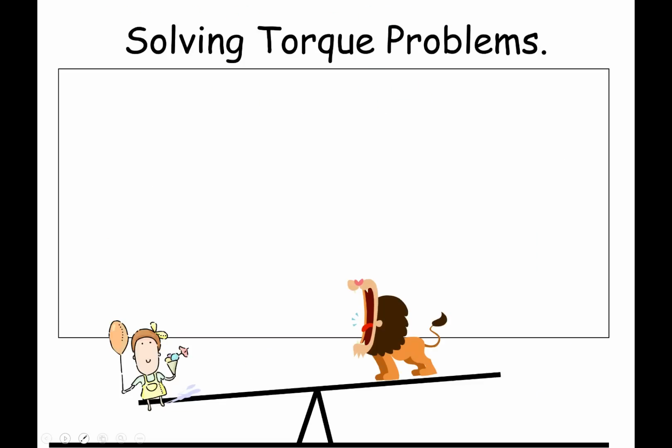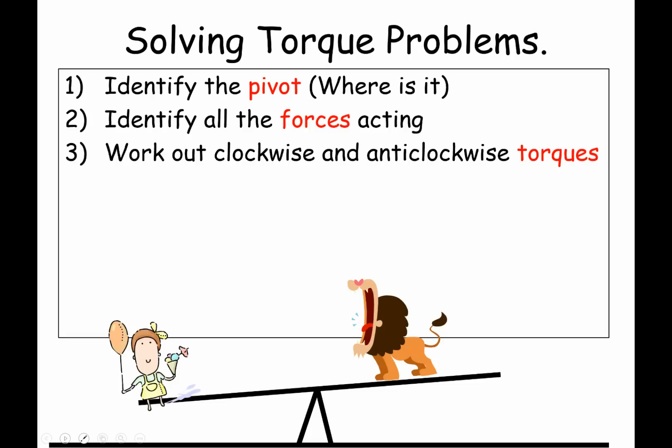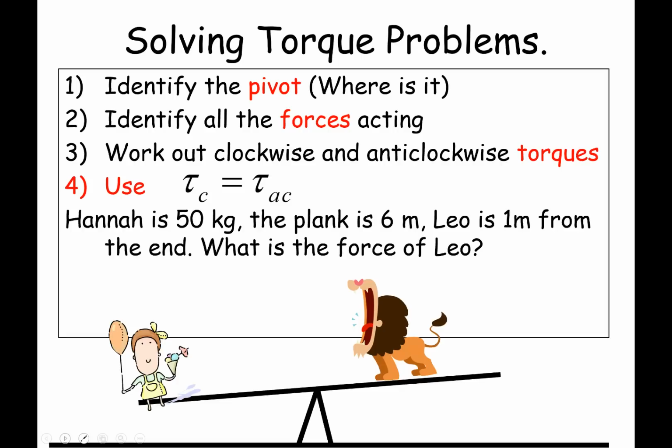So I know y'all like steps. So here are some steps. So first you need to identify where the pivot point is. How far are your objects from that pivot point? You need to identify all the forces acting on the object, all the forces that are acting in the system. And then work out if it's clockwise or anti-clockwise, which way it's going. And then you just use your equation. So let's do a practice problem.